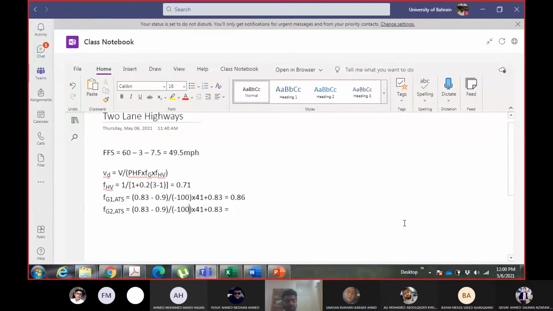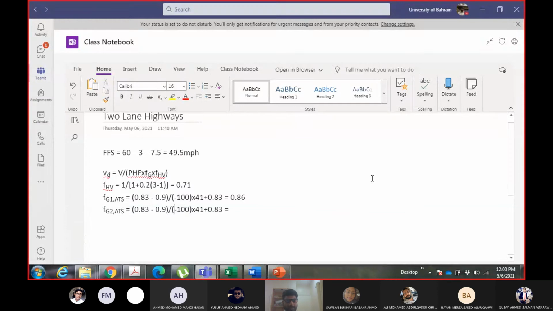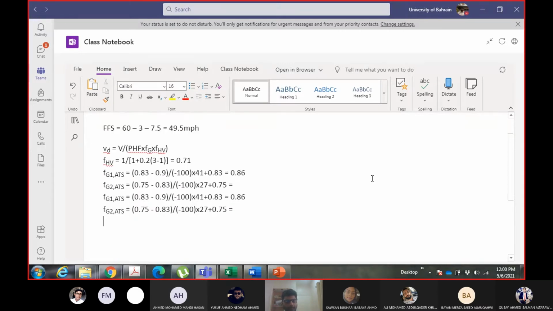Then when I do the interpolation for the other direction, the flow rate is 227. So I have to interpolate between 200 and 300. So 0.75 and 0.83. Okay, give me the value. 0.7716.